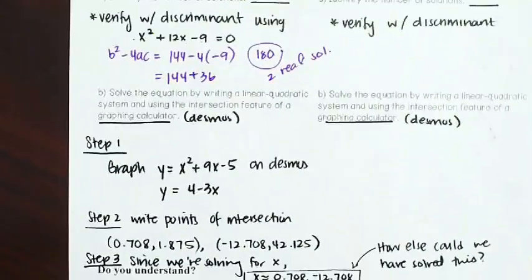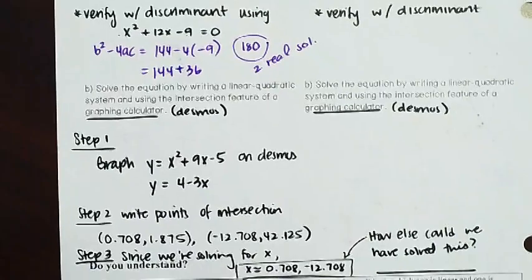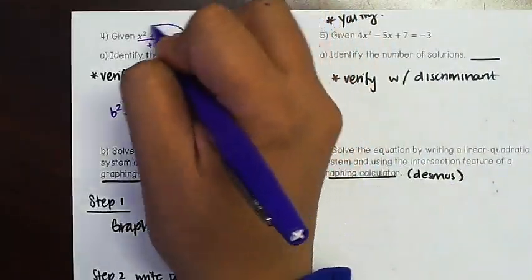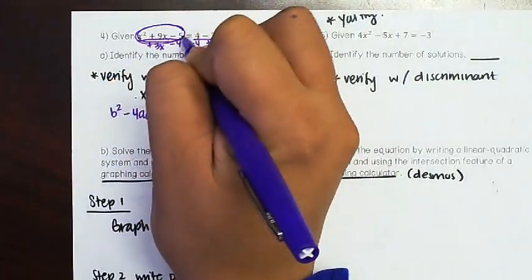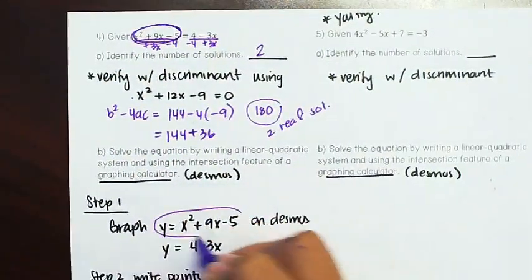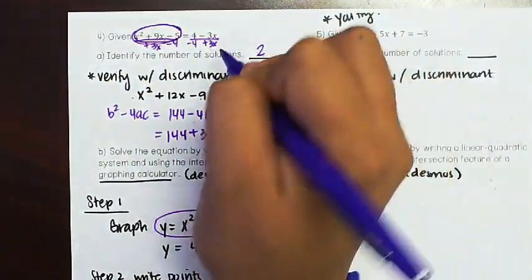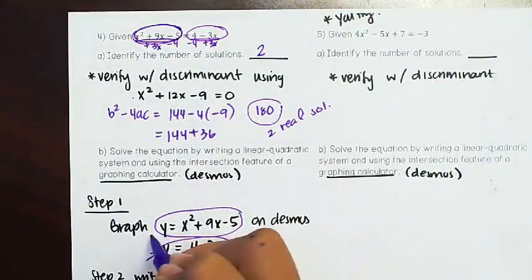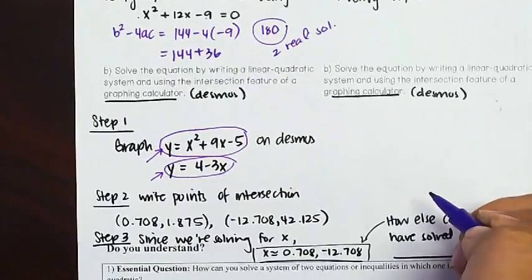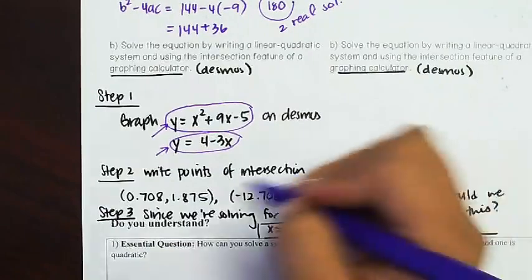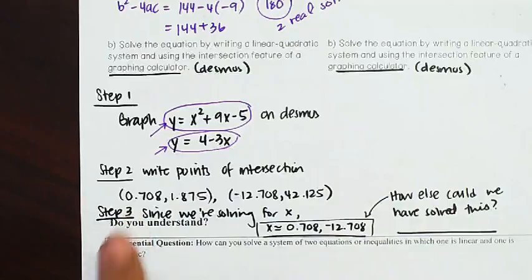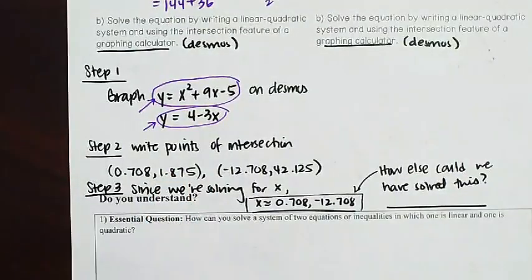Now it says solve the equation by writing a linear quadratic system and using the intersection feature. So literally what I did, this is from chapter 1, you could just plug this in, y equals, into Desmos, then you plug in y equals the other side into Desmos. If you don't put the y, it messes you up. Make sure you find both. And then on Desmos, you're going to see that they touch at 2 points. You click on them, and then you find those points of intersection.